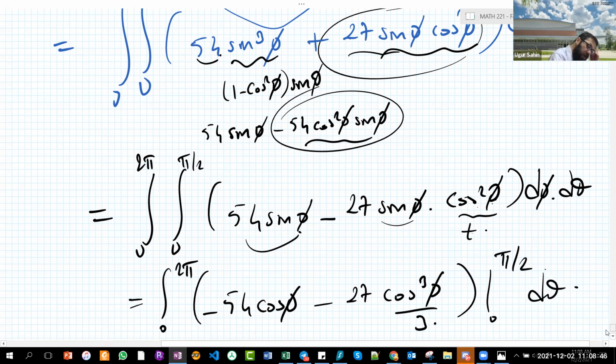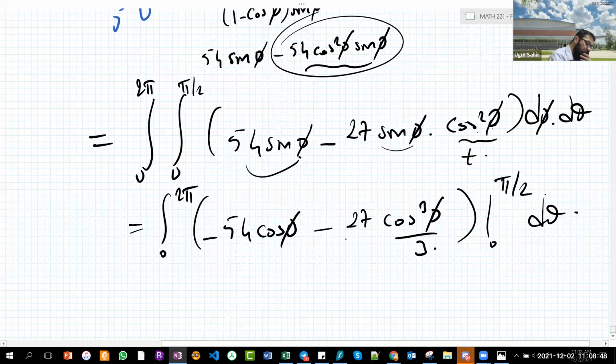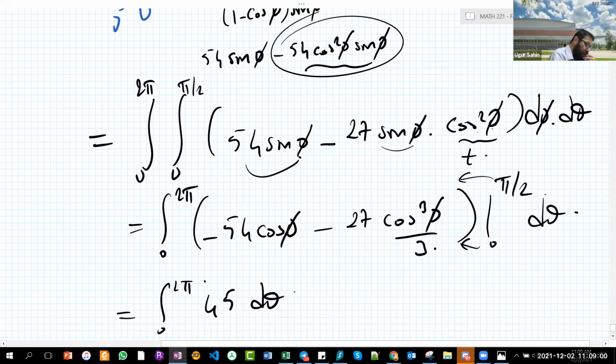I just handled the first part of the integral. The rest is going to be easy. If you plug in pi over 2 and then 0, 0 to 2 pi, and then 45, and then this is d theta. But we forgot something actually since the beginning.